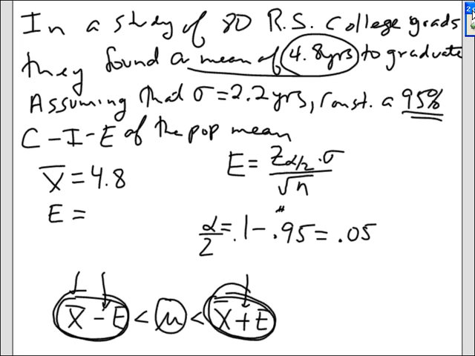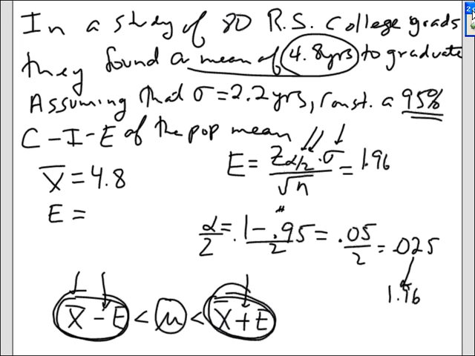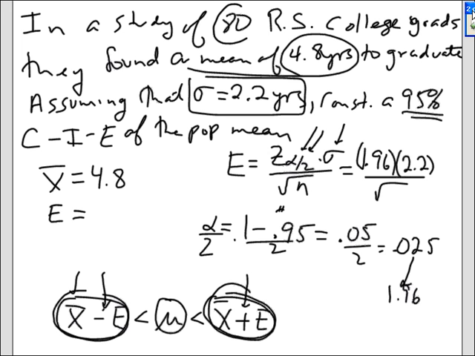Okay, divide by 2, because we want z sub alpha over 2. Divide by 2, and you get 0.025. When you look that up in the z table, you will learn that z is 1.96. So z sub alpha over 2 is 1.96 times sigma, which they told us is 2.2 years, and now we divide by the square root of n, and n is 80. They did a study of 80 students.